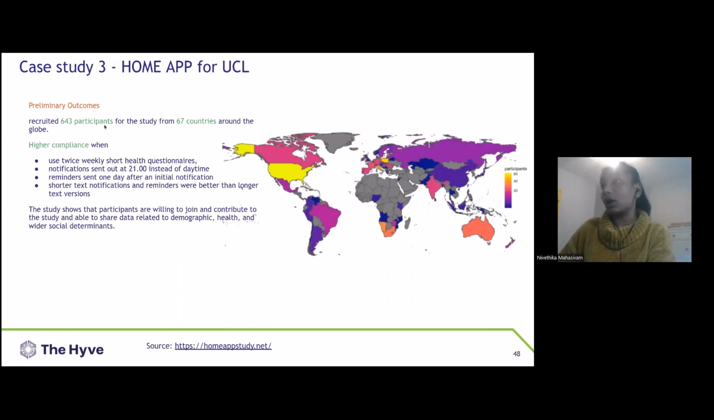And the outcomes of the studies are that it was well received. About 650 participants volunteered to join the study, and they stayed in the study from 67 countries, which means all of the participants were in the UK, but they are migrants from 67 different countries.